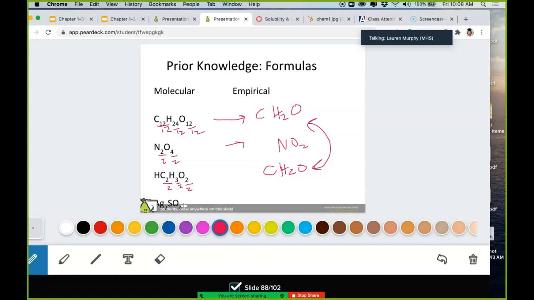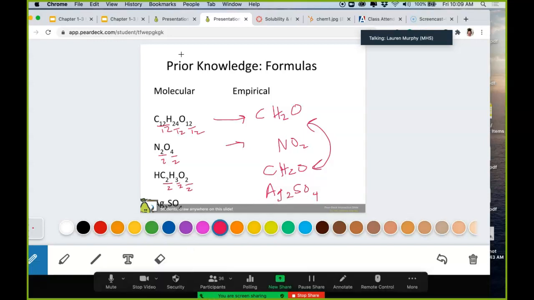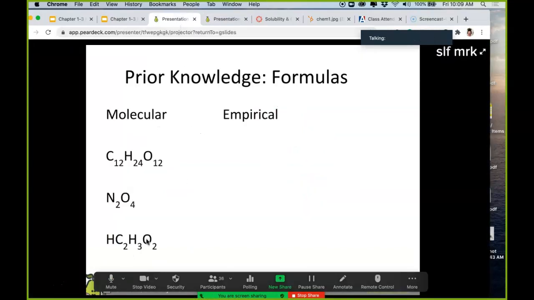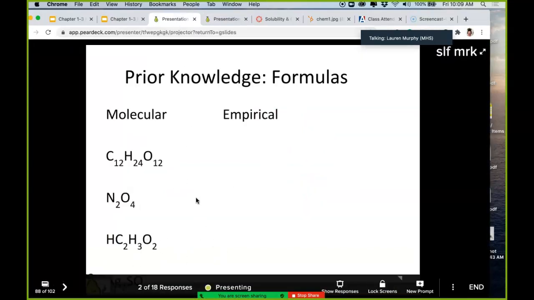Now look at silver sulfate. You can't divide this by anything because you only have 1 sulfur here. The 2 and the 4 were good, but the sulfur messes it up. So its empirical formula is the same as its true formula, which is silver sulfate, just like this. They match. They're the same. There's no difference. Question so far? Okay, so this was the easiest way to do it.